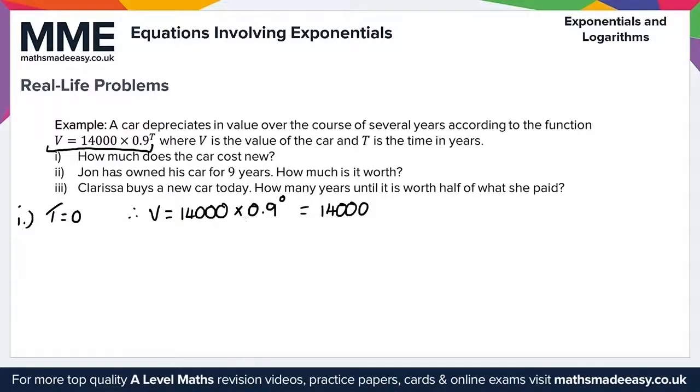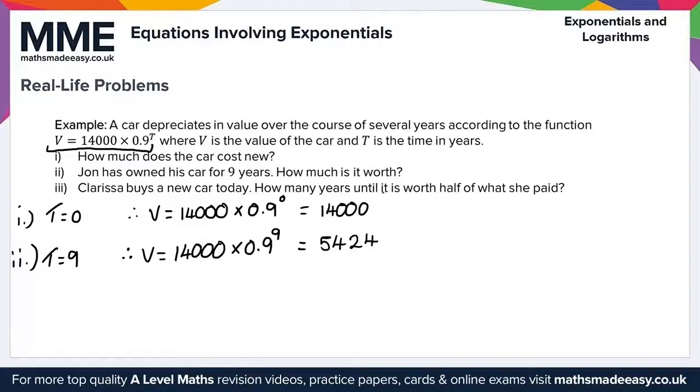For the second part here, we're told John has owned his car for 9 years. How much is it worth in value? So here we just know this. So we know that he's owned the car for 9 years. So what that tells us then is that t is equal to 9. And again, all we simply do here is substitute t equals 9 into our equation for v. So therefore, v here is equal to 14,000 times 0.9 to the power of 9 there. And if we evaluate this on our calculator, what we find here is this is equal to 5,424 there. Okay, so that gives us the solution to the second part of this example.